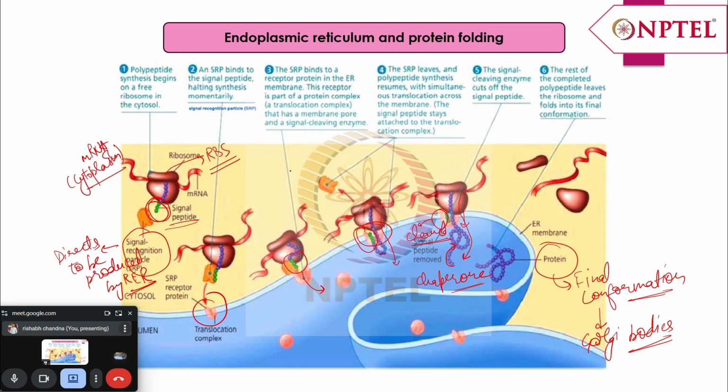Okay, so this is how the endoplasmic reticulum helps in protein folding. Here two main chaperone proteins are present, that is calnexin and calreticulin. Both of these require calcium ions for their function. So this is how the endoplasmic reticulum actually helps in protein folding.